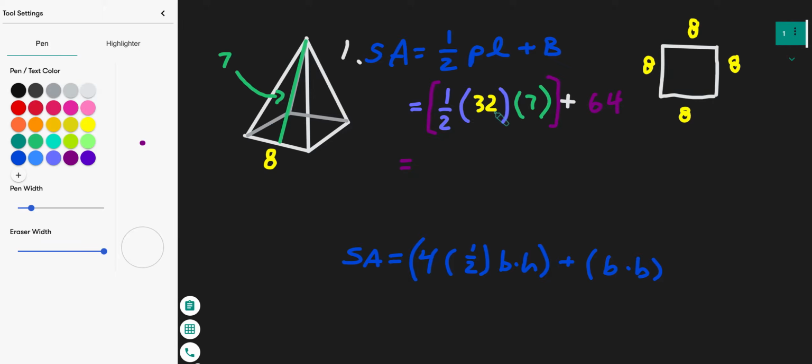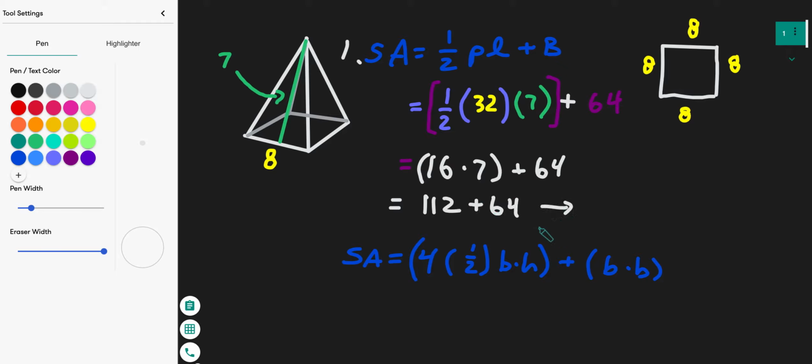So 1/2 times 32 is basically 32 divided by 2, which would just give us 16. 16 times 7 plus 64. And then we can do that again. What is 16 times 7? I use my phone here. 16 times 7 will give us 112. And then add that to 64.